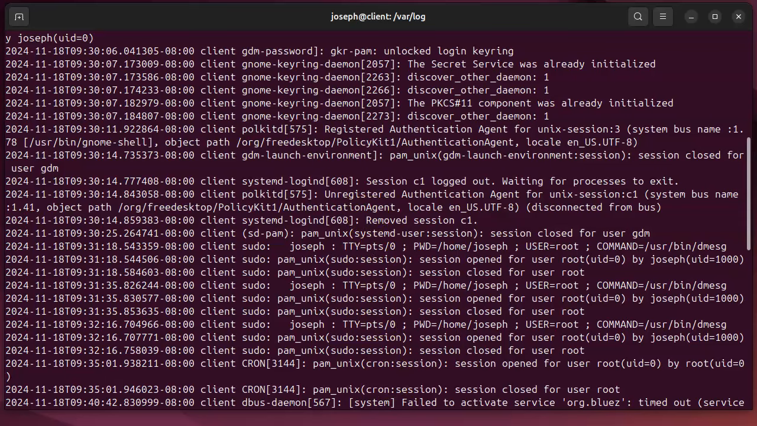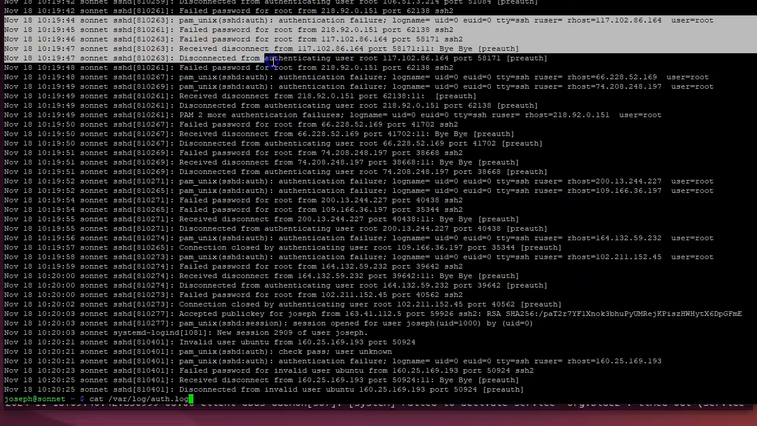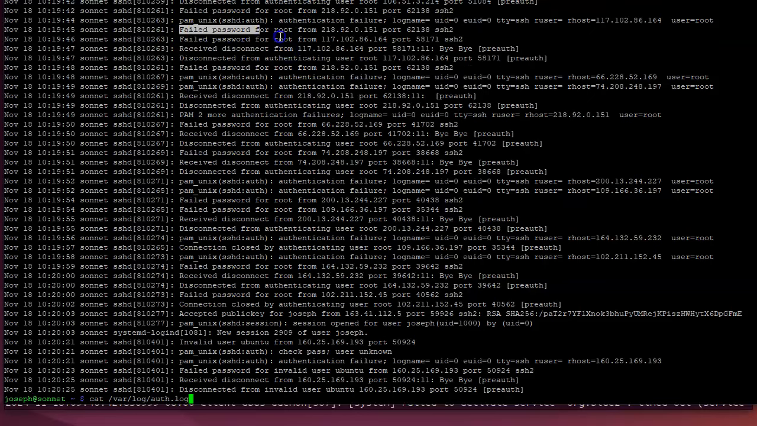Now, if I jump over to another machine that I control, this right here, and take a look at this auth log, just this day, you can see lots of failed password attempts for root. So you can see that someone tried logging in and there is an authentication failure. They tried right here and right here, and then a different IP address tried right here. And you can see lots of different things where the password failed.